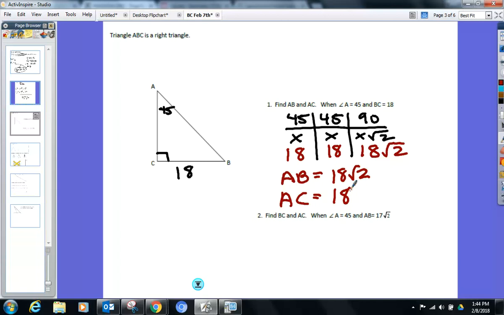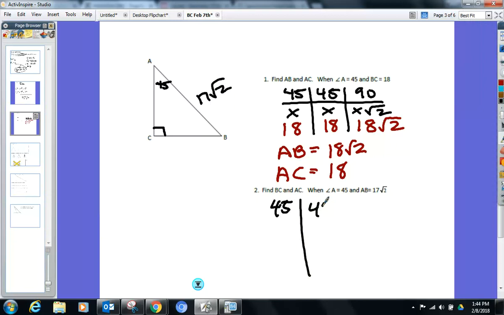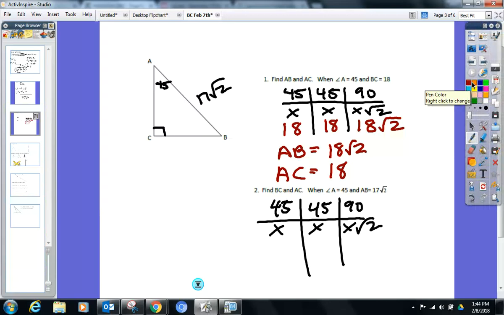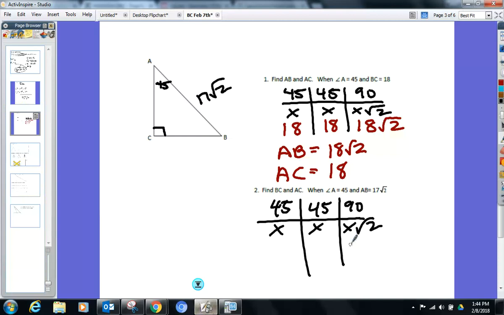Okay, go ahead. BC and AC, but now I'm changing it on you. I'm giving you the hypotenuse now is 17 radical 2. I gave you the side across from what angle? Which is how many degrees? 90. So I'm going to put 17 radical 2 right there in my chart across from the 90.